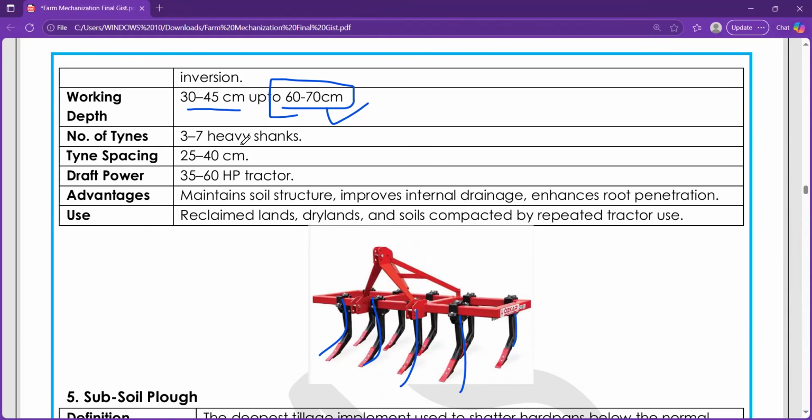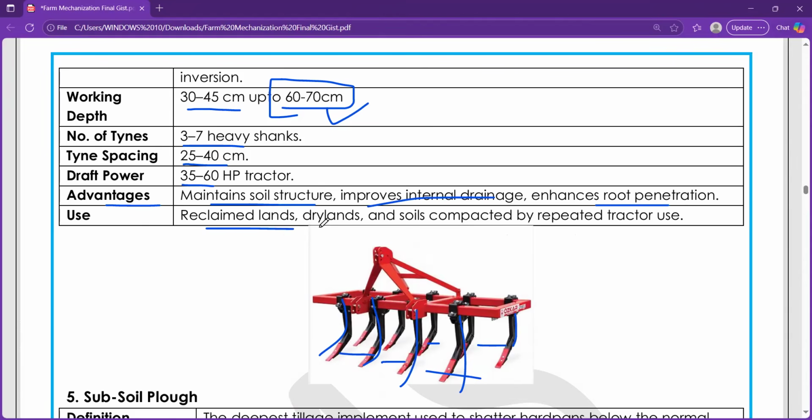The number of tines, generally they have 3 to 7 heavy shanks, and the spacing is generally 25 to 40 centimeter between each tine. The draft power of these plows is 35 to 60. Then the advantages of this plow are that they maintain the soil structure, improve the internal drainage, enhance the soil penetration, and so on.